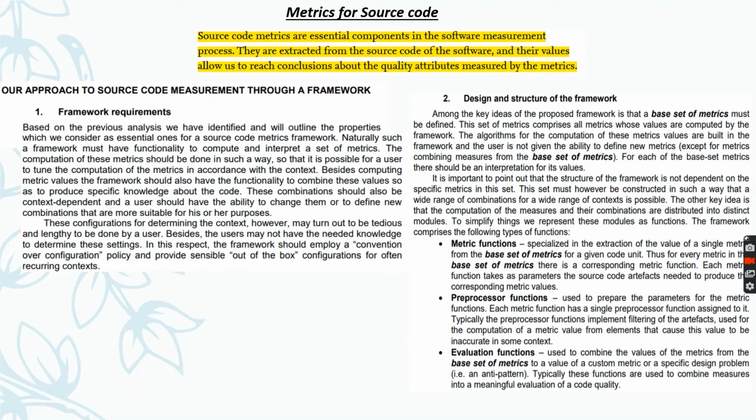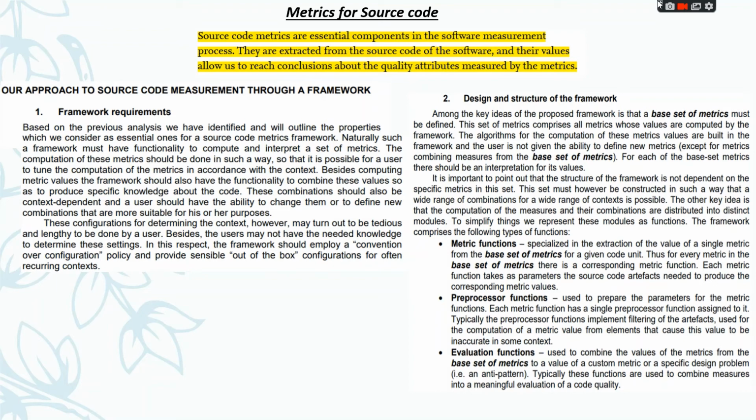There are a set of types of function in the framework. They are the metric function, the preprocessor function and the evaluation function. The metric function specializes in the extraction of the value of a single metric from the set of metrics for a given code unit. Thus for every metric in the base set of metrics there is a corresponding metric function, which takes the parameters from the source code and artifacts needed to produce the corresponding metric value.